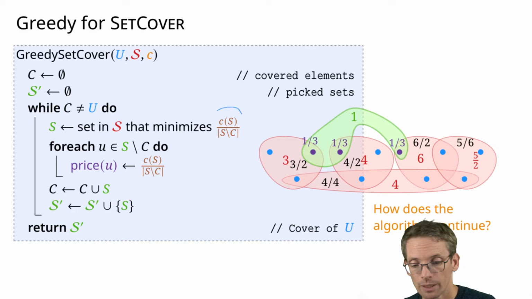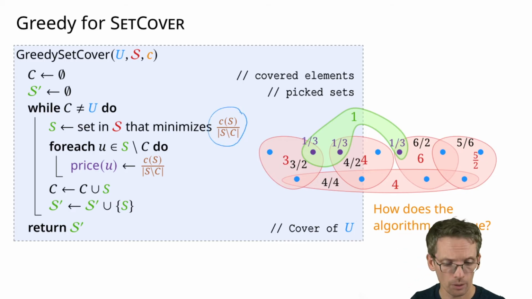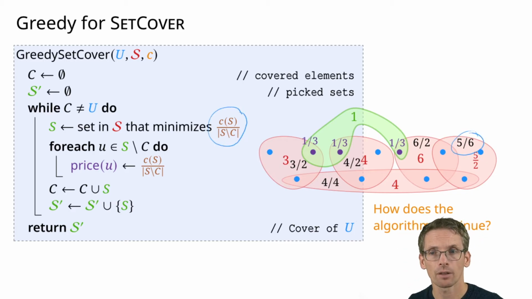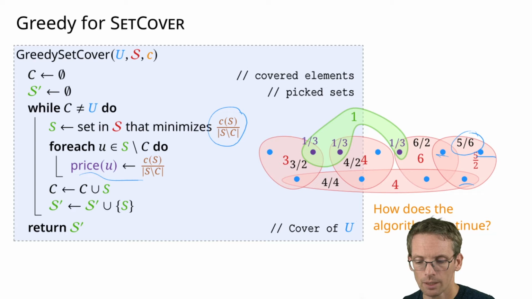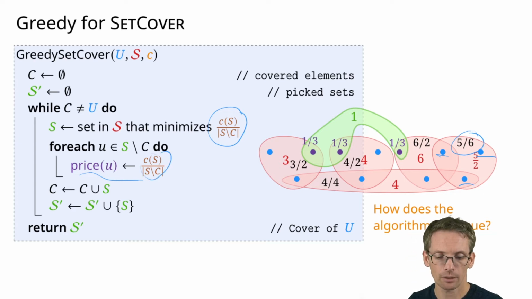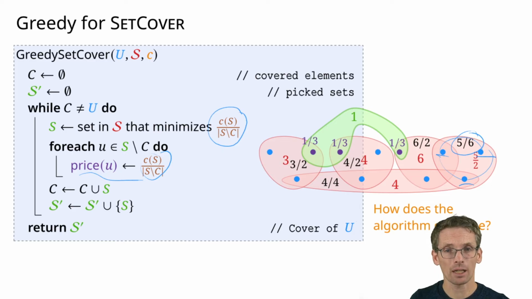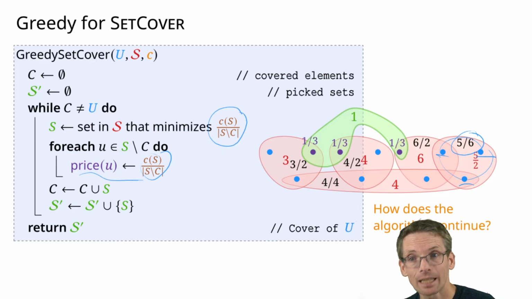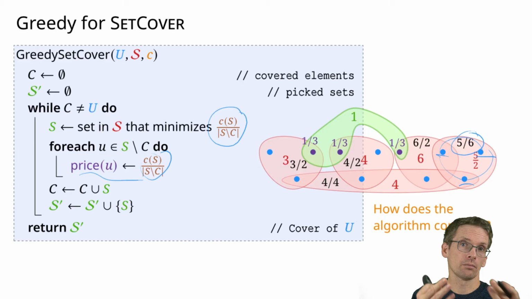Next step would be we take again the one with the minimum per element cost, is this one, 5/6. Then for each of these elements that are remaining, which are 3, we would set the price to 5 divided by 6. We would add those elements to the set of covered elements, and we would add that set to our set cover.